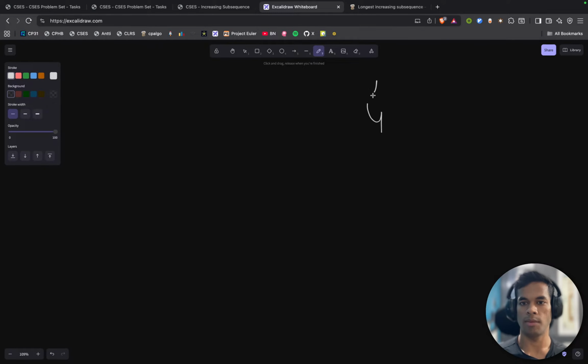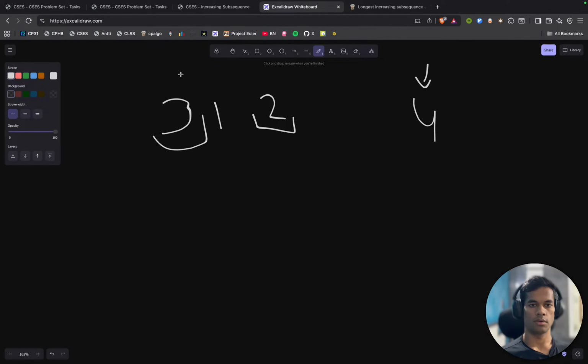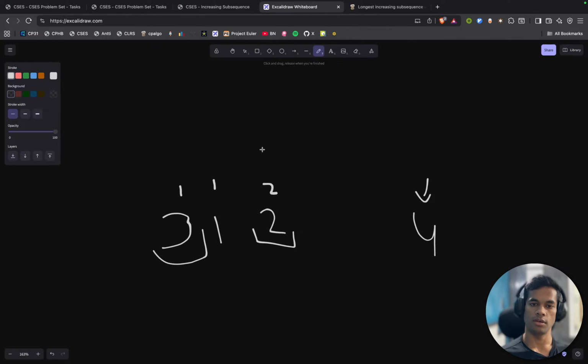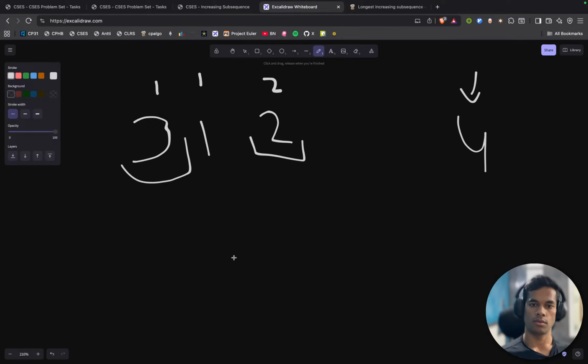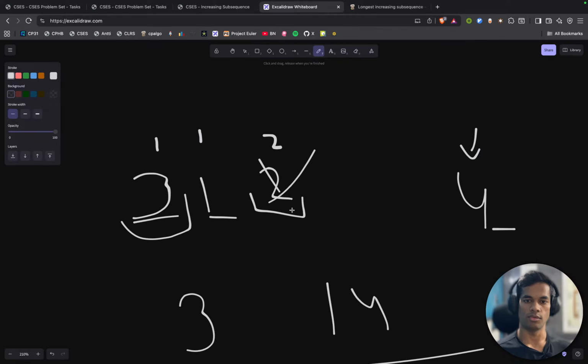If I am currently at 4 and 3 was my first number, then 1 and 2. I should pair this 4 up with this 2, instead of this 3. 3 would have a value of 1, 1 would have a value of 2, 2 would have a value of 3. And this is almost like pi, 314, 314. This 2 is bad here.